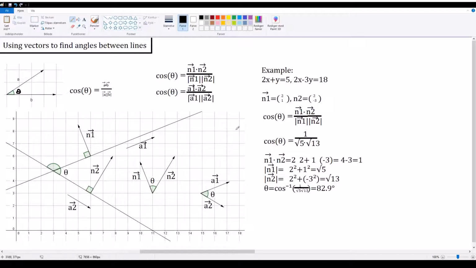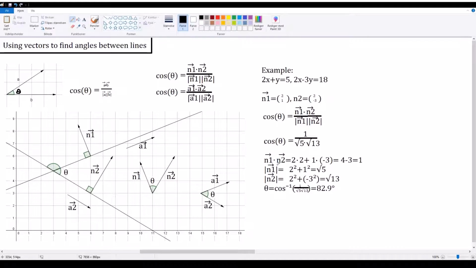When we do that, with this example we have the two lines 2x plus y equals 5 and 2x minus 3y equals 18. Using the information we learned before, for n1 the x step is 2 and the y step is 1. For n2, the x step is 2 and the y step is negative 3. What you want to do then is put the values into the formula.